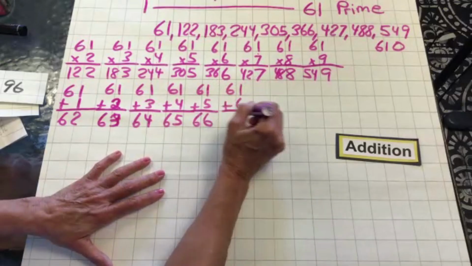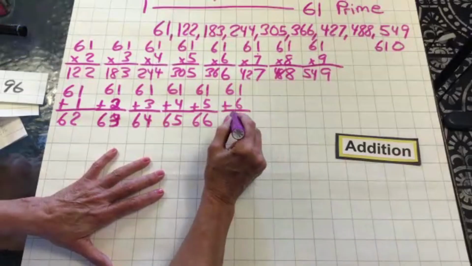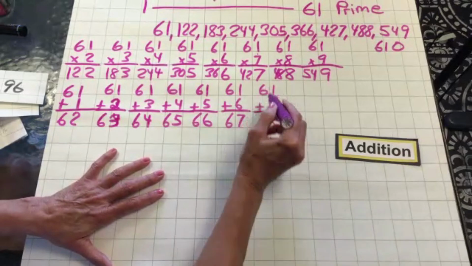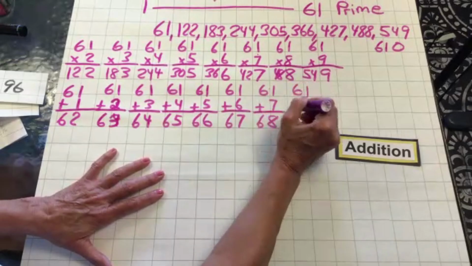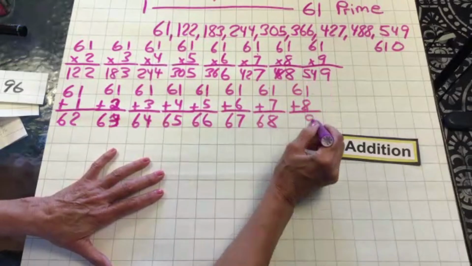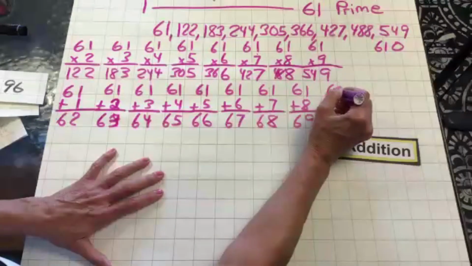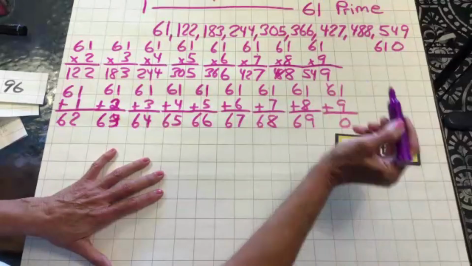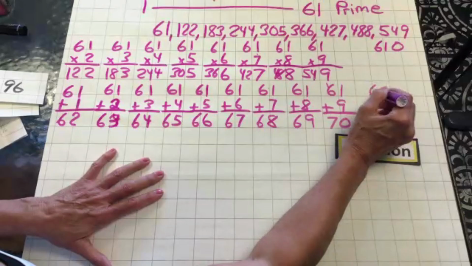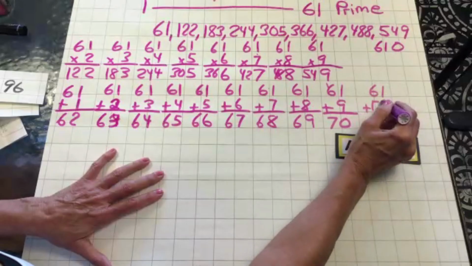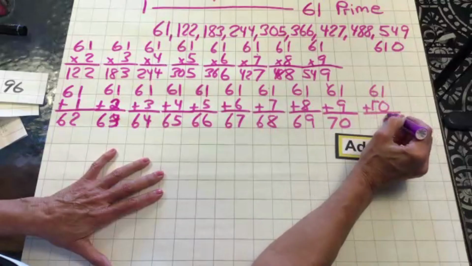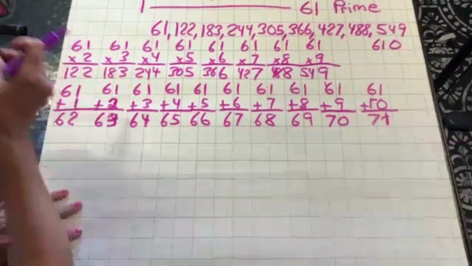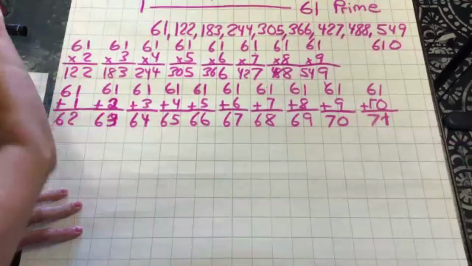61 plus 6. 1 plus 6 is 7. 61 plus 7. 1 plus 7 is 8. 61 plus 8. 1 plus 8 is 9. 61 plus 9. 1 plus 9 is 10. Drop the 0, carry the 1. 1 plus 6 is 7. And then 61 plus 10. 1 plus 0 is 1. 6 plus 1 is 7. All right. And we can check our answers by counting, and they should be in order.